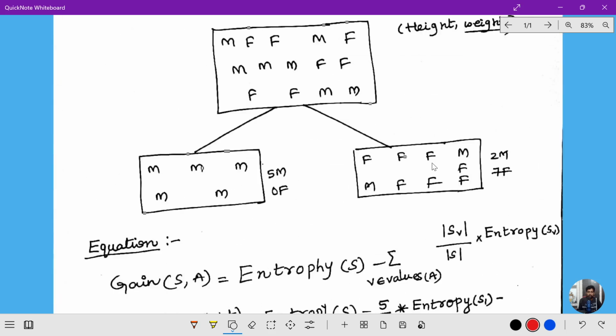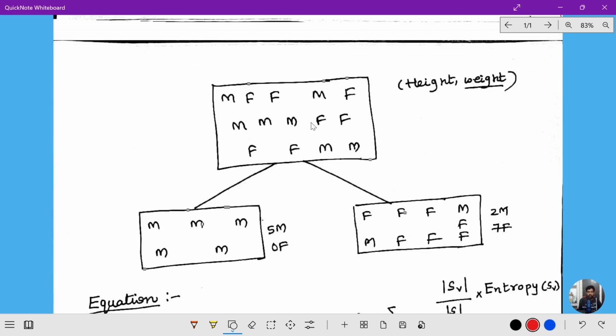But when we talk about the weight, let us assume the splitting could be something like this: in the left side we have 5 males, and in the right side we have 2 males and 7 females. Now we can say this is a perfect split because I can observe here the majority is 5 males, and in this the majority is 7 females. We cannot accept only when both are equal.